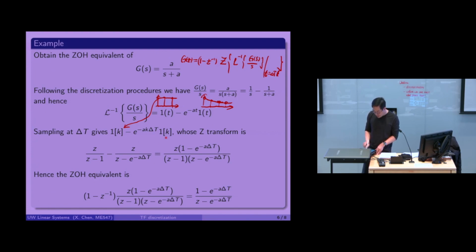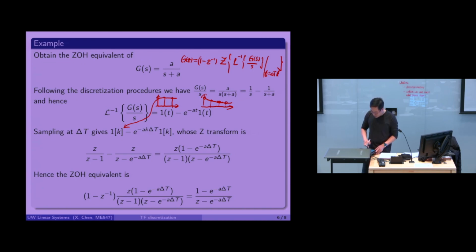This is a discrete time sequence, and we can compute from the table of Z transforms. A step in the discrete time domain corresponds to Z over Z minus 1. An exponential function, a geometric sequence, becomes Z over Z minus e negative A delta t. Then we just need to multiply 1 minus Z inverse to this quantity to obtain the zero-order hold equivalent, which is the result at the bottom over here.